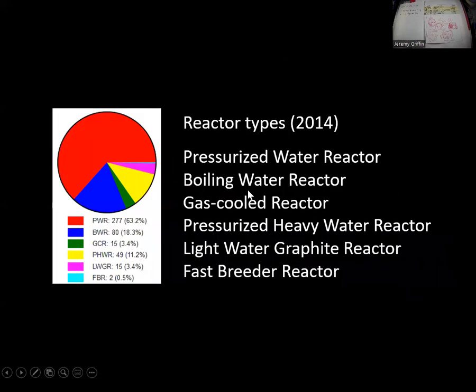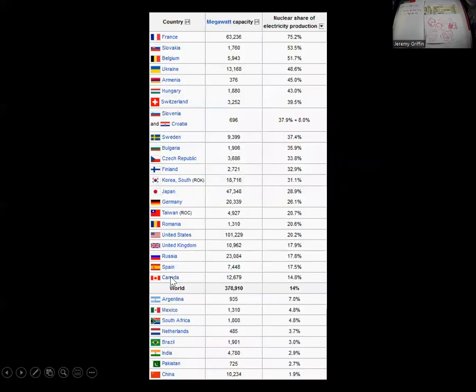But it's not the only, you don't necessarily need heavy water. There are other types. You guys see this purple one says LWGR. That LW stands for light water, like a light water reactor. So those are possible too, in different designs.